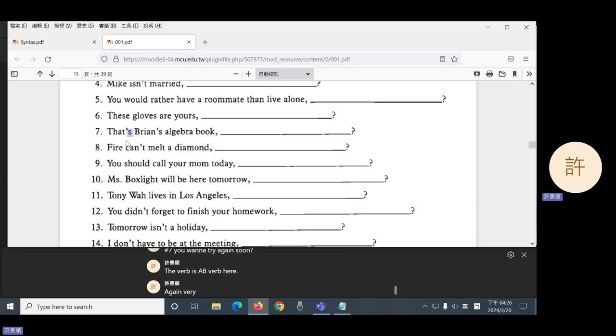Again, very close. It's a positive, so we turn it into a negative: isn't. And then the pronoun here is actually it, isn't it. Technically speaking, it's a different kind of word. It's not a pure pronoun, because it's compared to this, right? This is here, that is there. So it's not a pure pronoun. It is always it wherever you are.